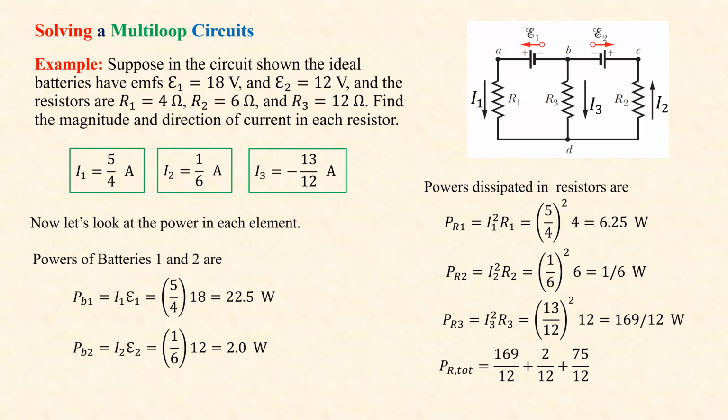And if you calculate all of these, it becomes 20.5. Sum of all these becomes 20.5. But here was 22.5, and this was 2. What's going on? You see the total power of batteries doesn't seem to match with the total power of the resistors. Can anybody tell what's wrong?